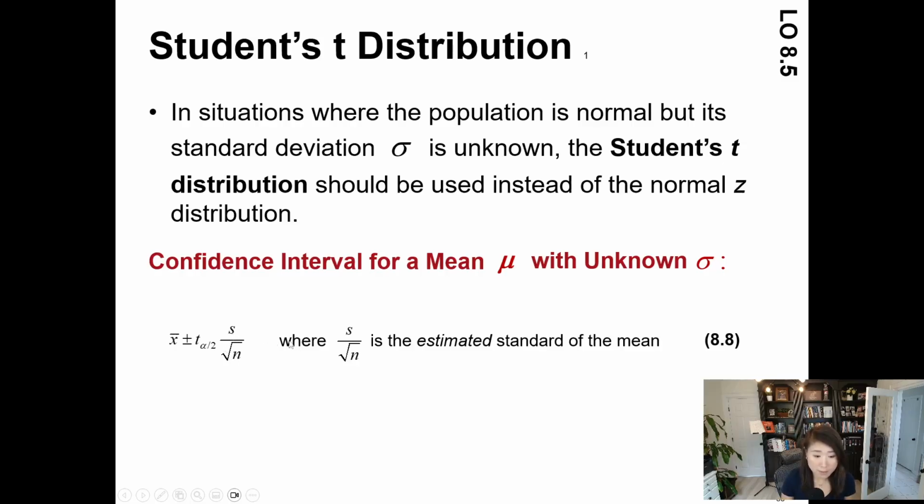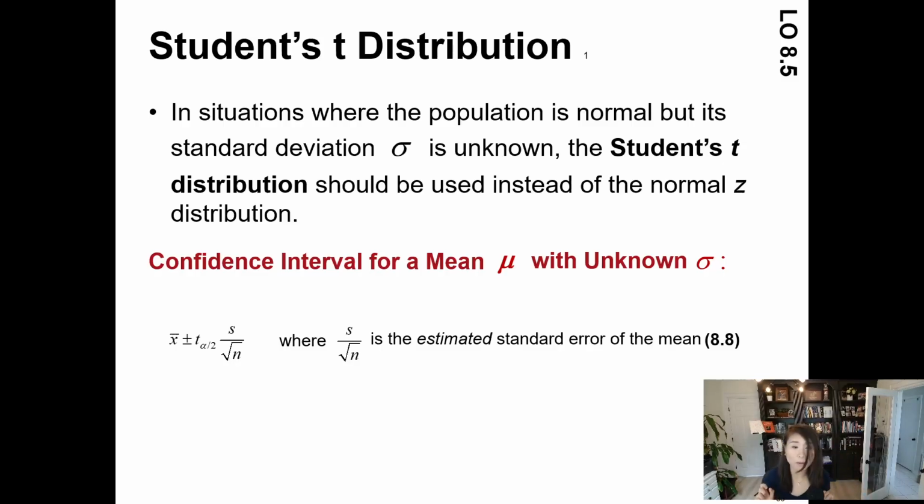For S divided by the square root of n, instead of calling it the standard error of the mean, we call it the estimated standard error of the mean, because we are using S instead of sigma, and S is the estimated standard deviation. So that's the only change.